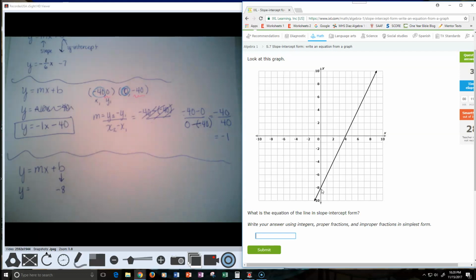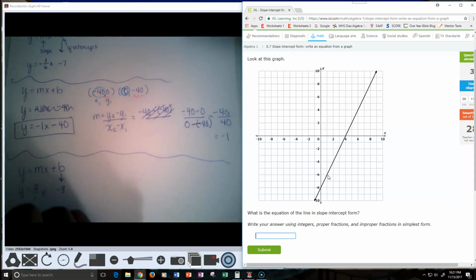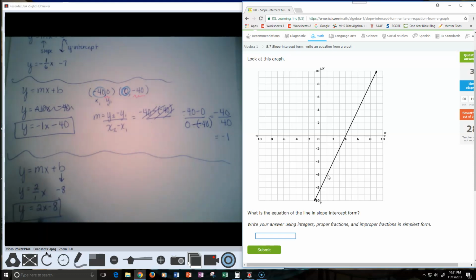And let's see what our slope would be. So if I go up 1 and over 1, that won't work because the line is crossing here. I can go up 2 over 1. So up 2 over 1. So the equation of our line would be y is equal to 2x minus 8. Now again, you can write this either way, 2 over 1 x minus 8 or just 2x minus 8. So y is equal to 2x minus 8.